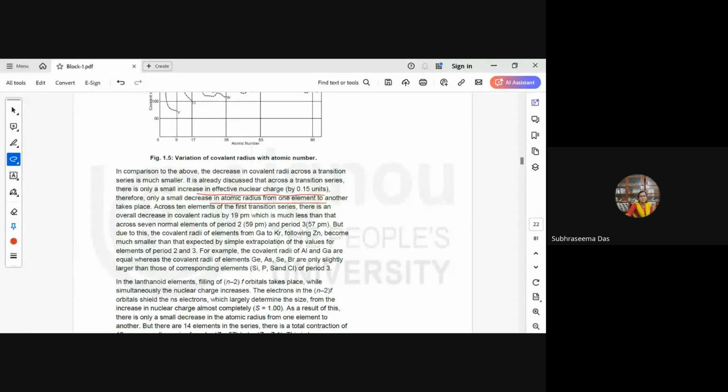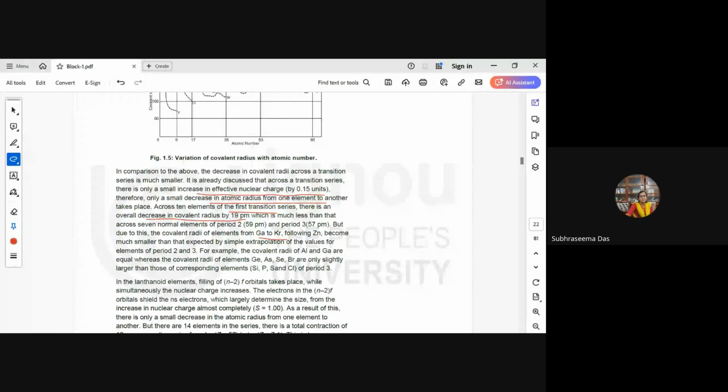Across the 10 elements of the first transition series, an overall decrease of 19 pm is marked between the first and the last element. So we can see that the decrease in radius is very small. However, due to this, the covalent radii of the elements from Ga to Kr become much smaller than they actually should be.